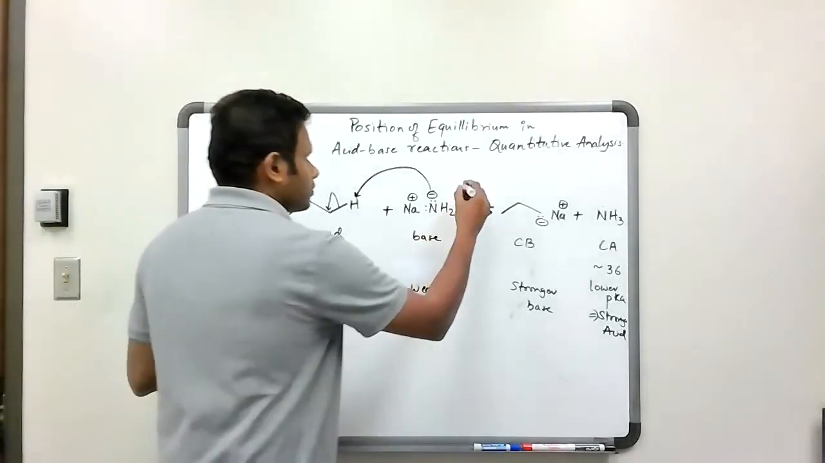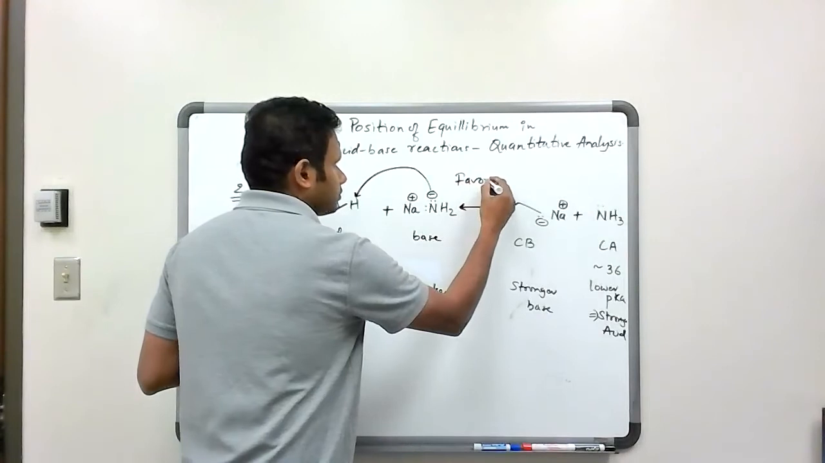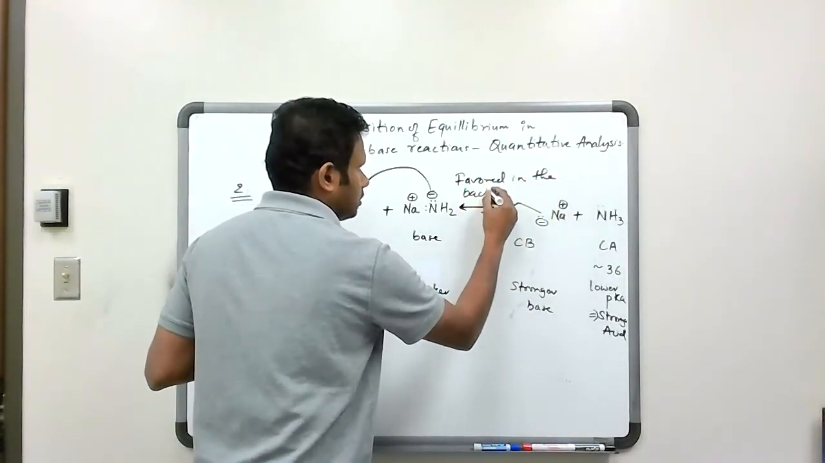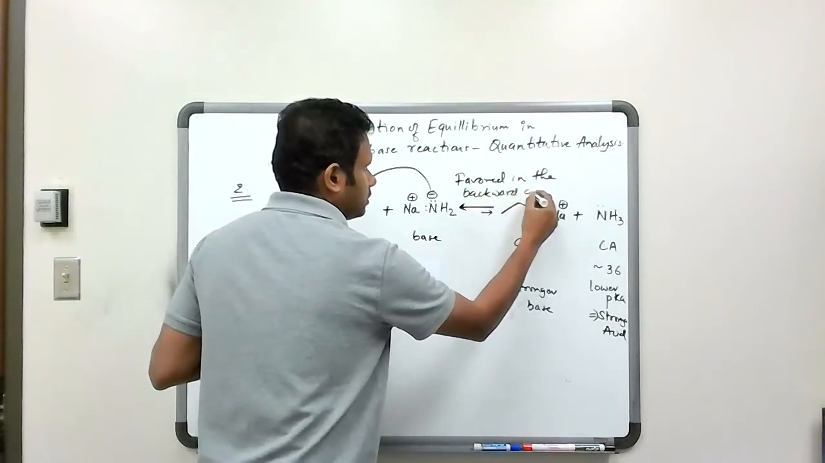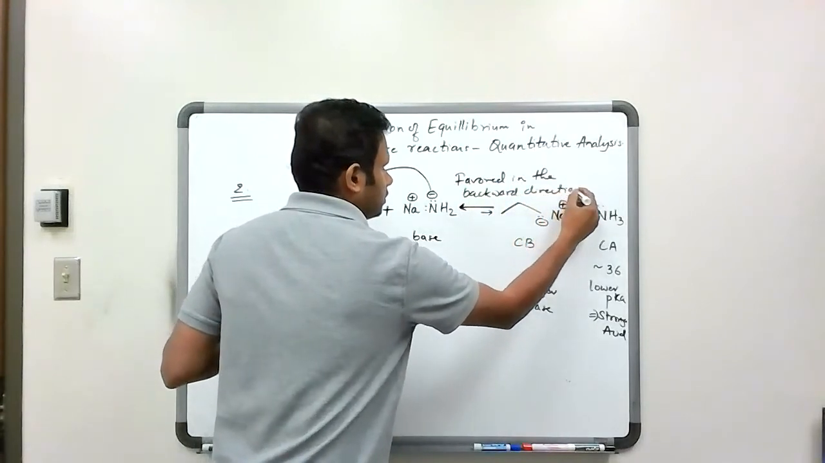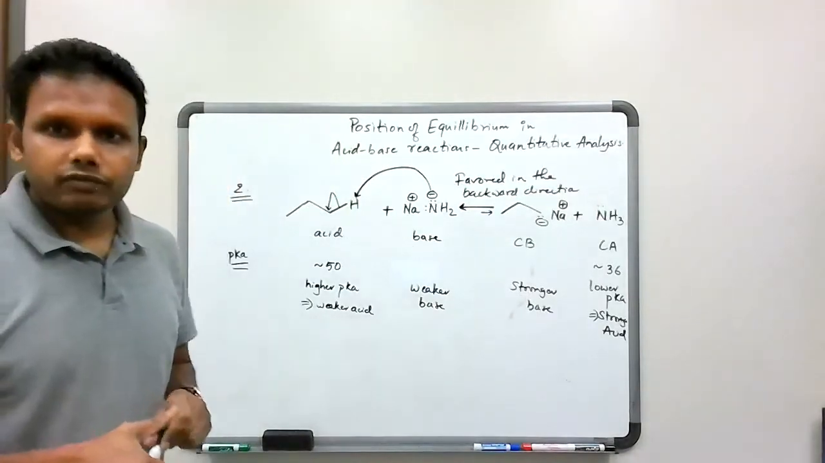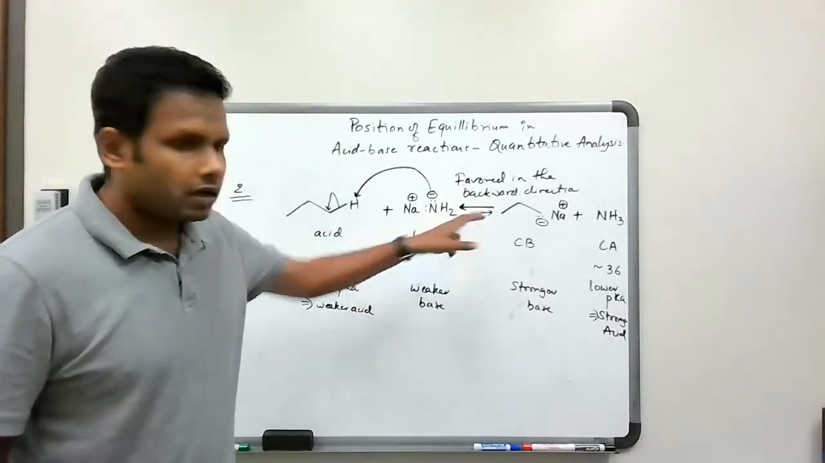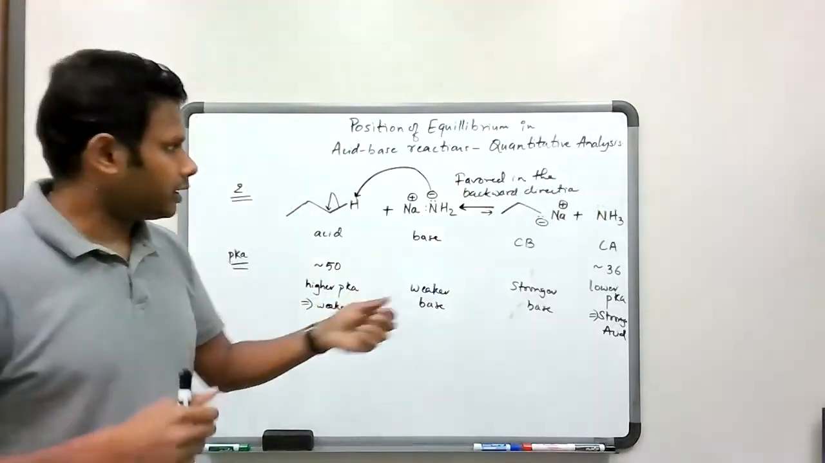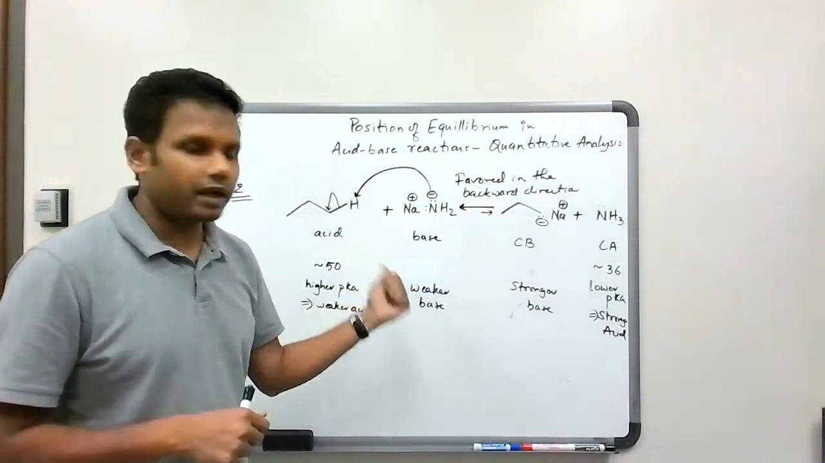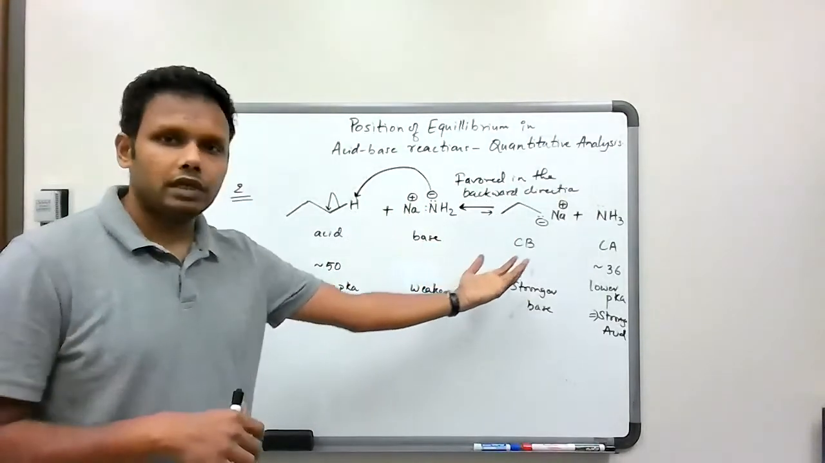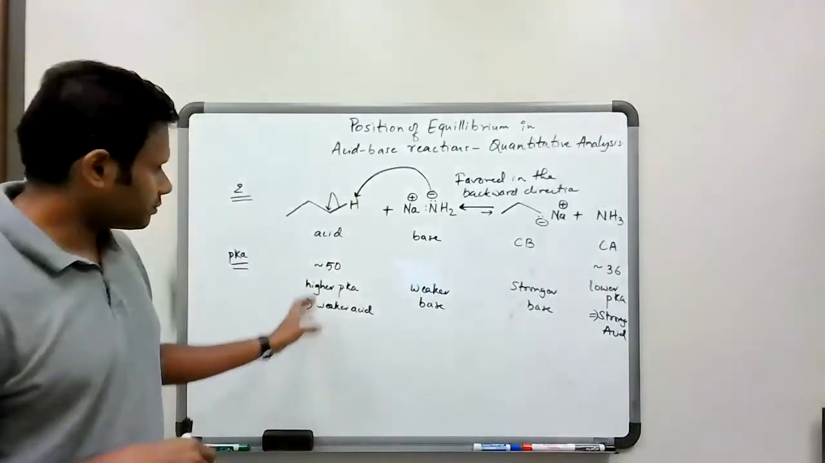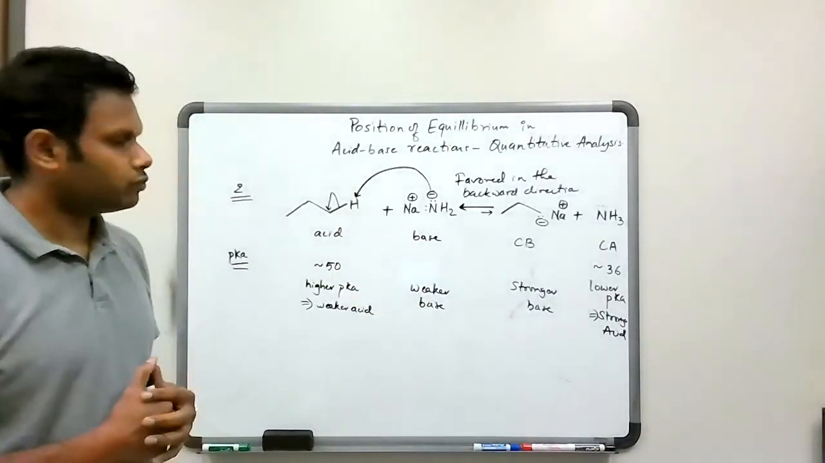This is favored in the backward direction. But we don't have to write this. That is how these arrows are read. The arrows of unequal length, when the longer one is pointing back, means it is favored in the backward direction, or the reactants are more favored. And that's because this is where the weak acid and weak base are.